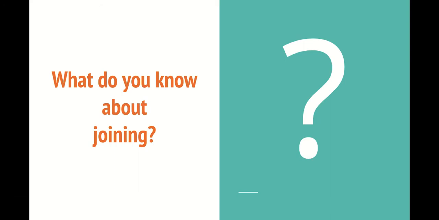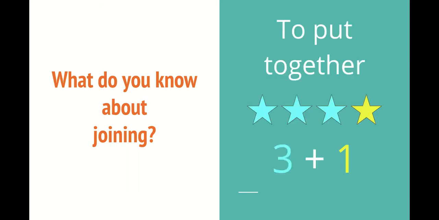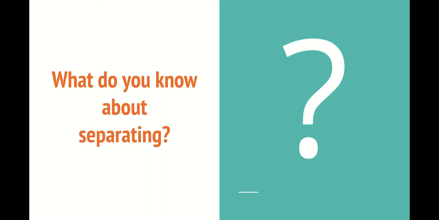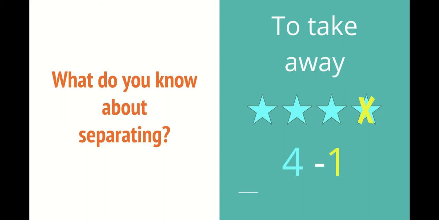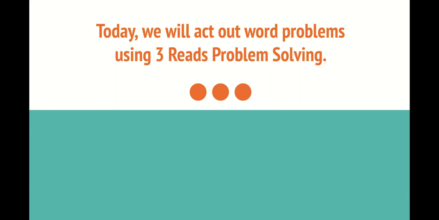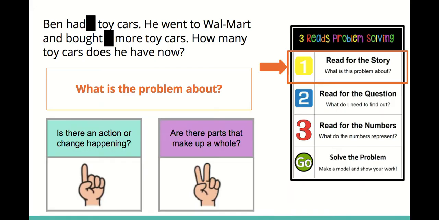So, before we jump in, what do we know about joining? The word joining means to put together. 3 plus 1 is 4. That would be joining numbers together. Separating, we know, is to take away. Like 4 minus 1 means you're taking away something to get a smaller number. That's what we're going to be looking at today. So, we're going to act out word problems using our 3 read strategy to help us solve our word problem.